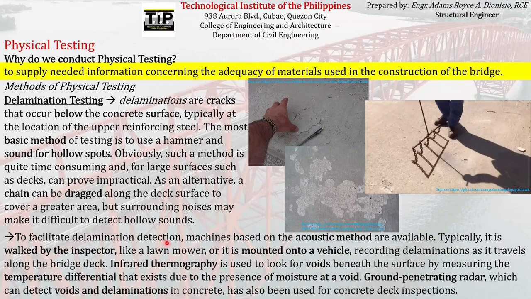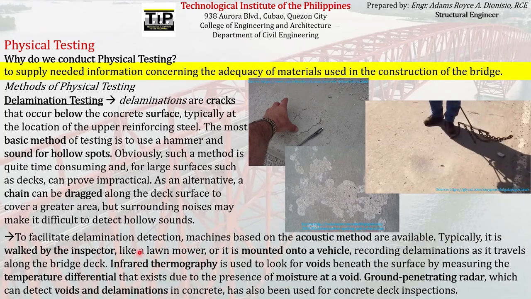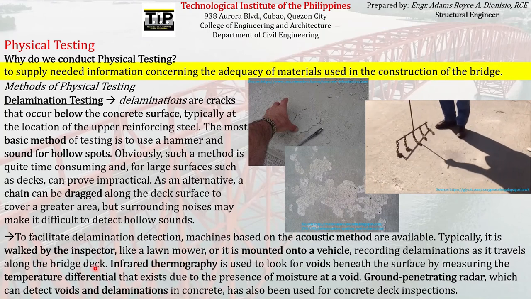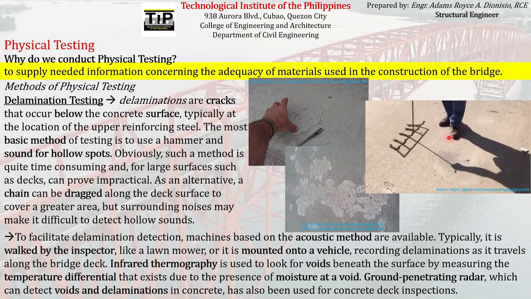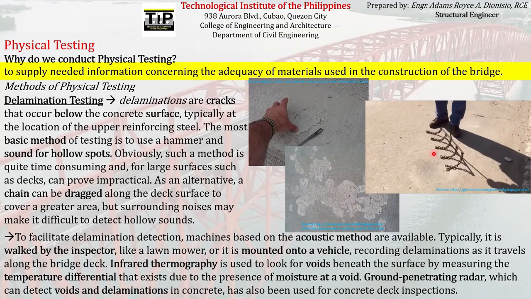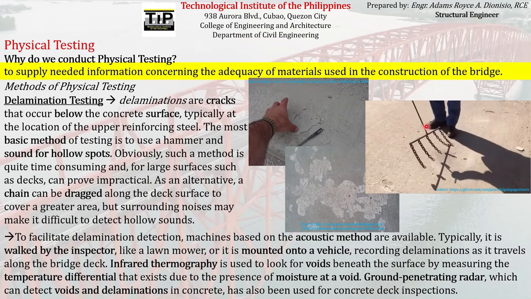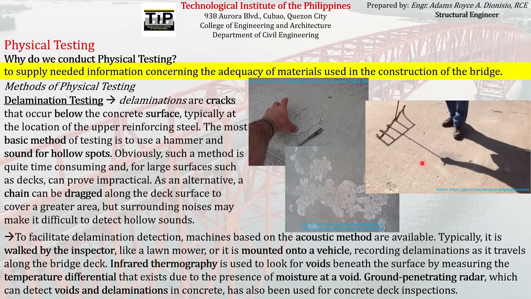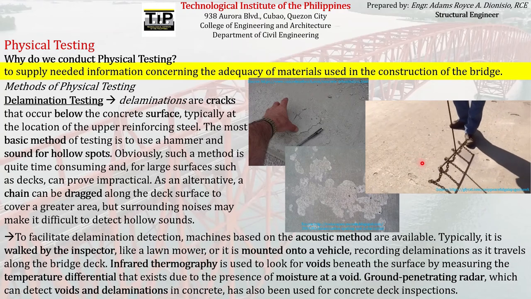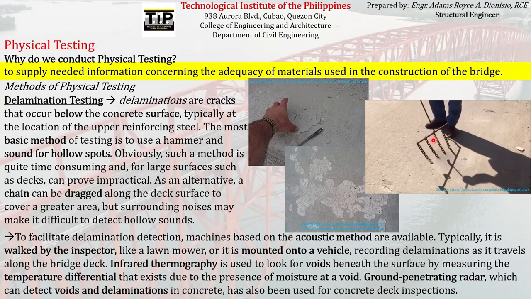To facilitate delamination detection, machines based on the acoustic method are available. Typically, it is walked by the inspector like a lawnmower, or it is mounted onto a vehicle, recording delaminations as it travels along the bridge deck. So as you can see here, the use of chains to detect delaminations can also be disadvantageous, because the surrounding noises coming from the vehicles traveling on that particular highway or bridge can affect the detection of the hollow spot sounds. So therefore, it will make the detection process difficult for the bridge engineer or the person conducting the delamination testing.